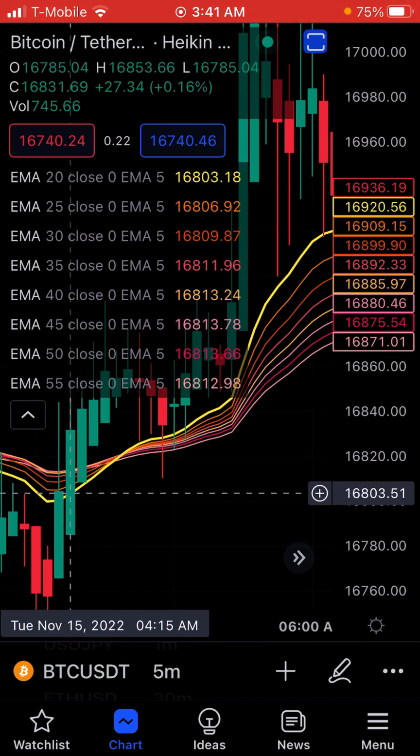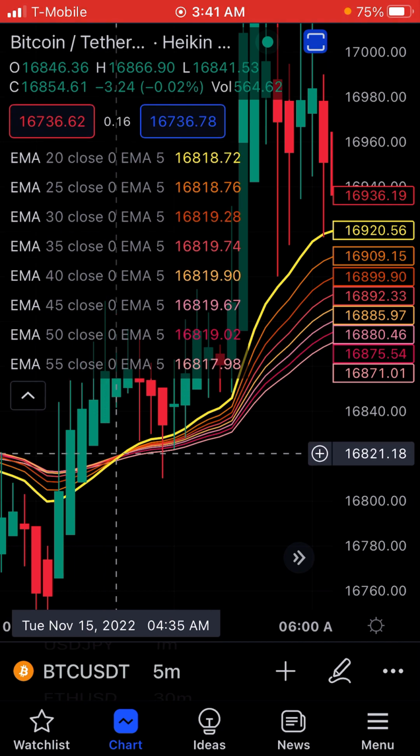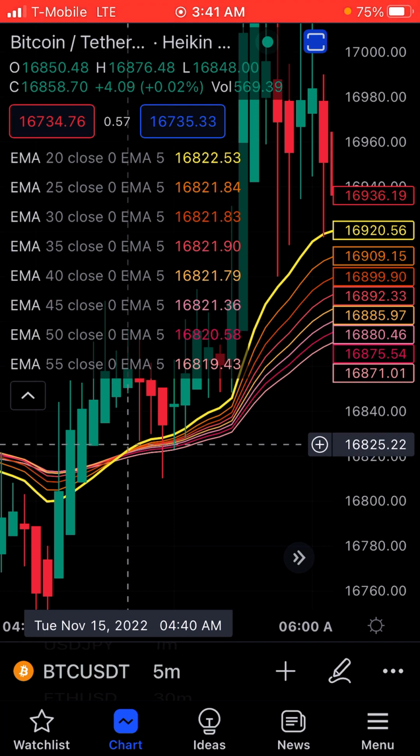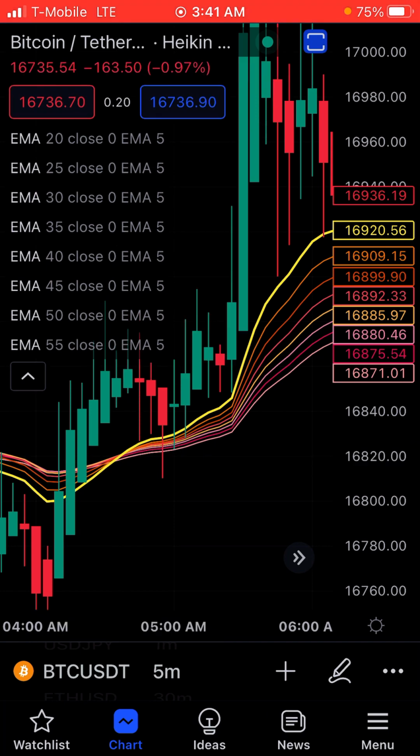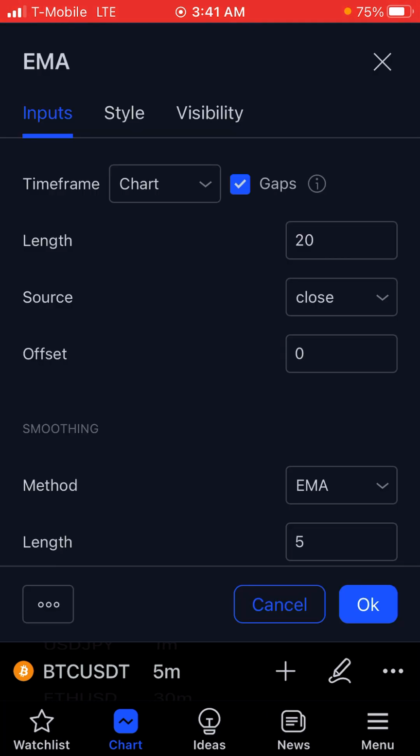We see the 20 EMA and it's shooting through, and right about here we see the 20 EMA passing through the 55. So let's see if it lets.